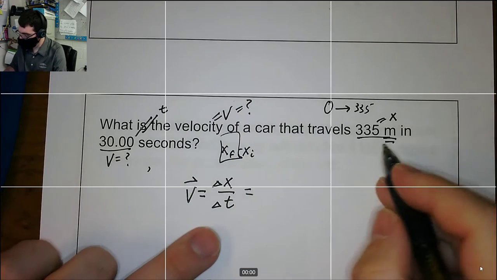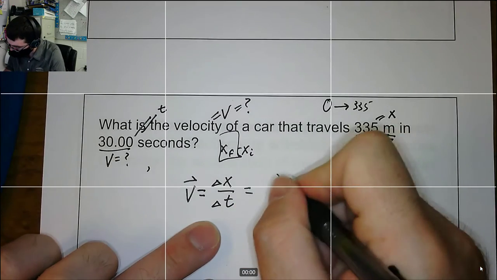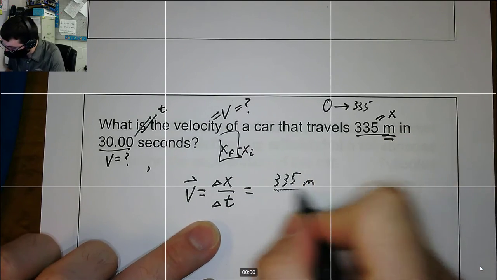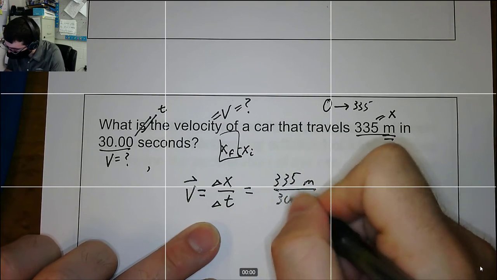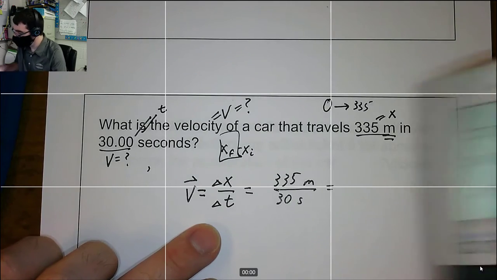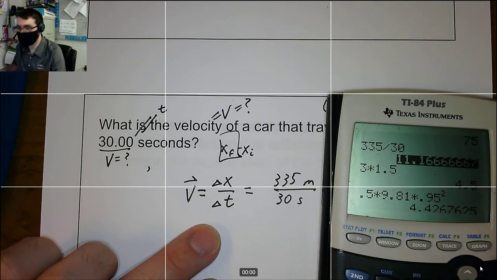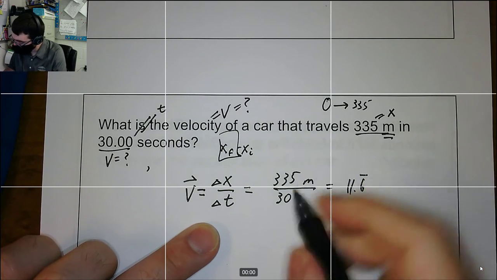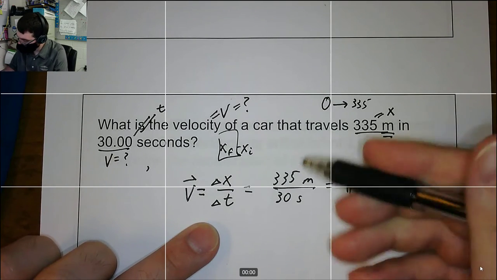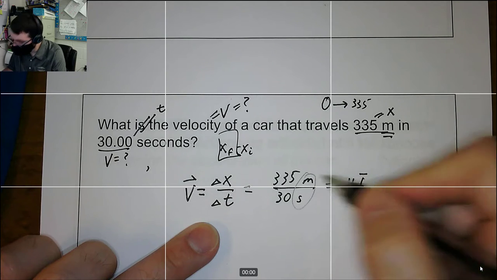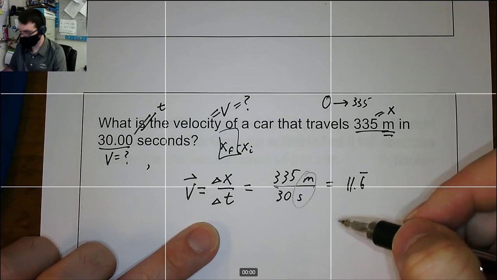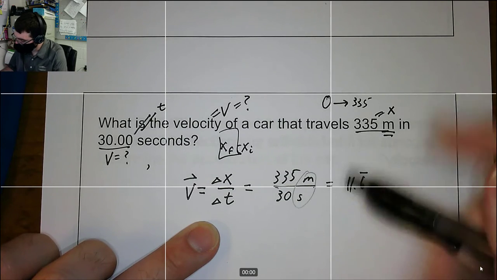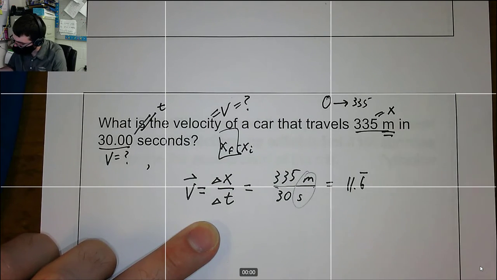Anyway, plugging our values in here then, x is 335 meters, make sure you keep your units with you. I'll show you why here in just a second, and time is 30 seconds. So punch that into a calculator, which I've done previously, and you can see here I get 11.6 repeating. And then for my units, I'm going to check those right here, and I'm going to do the math with the units also. So I have meters divided by seconds. That's going to give me meters per second as my units here.